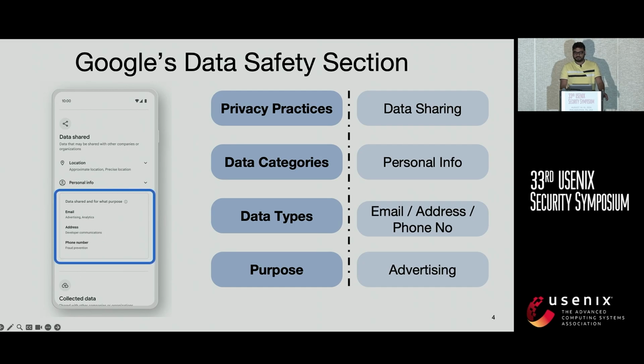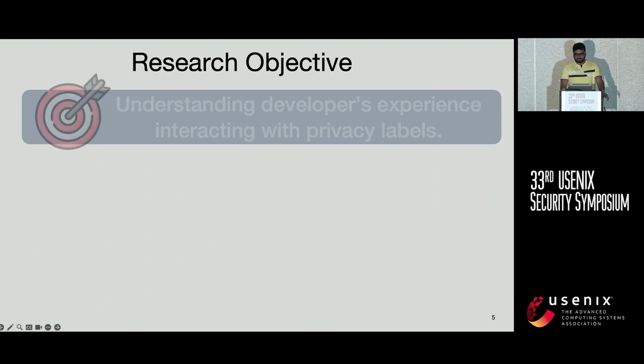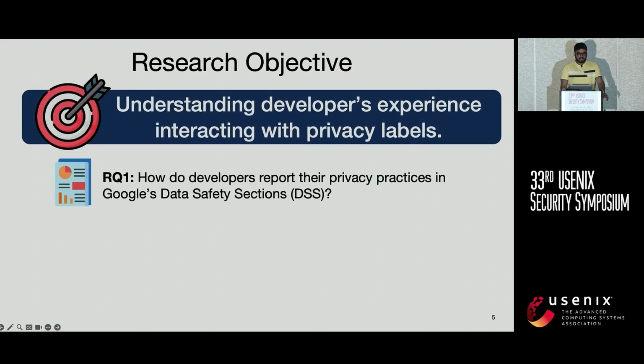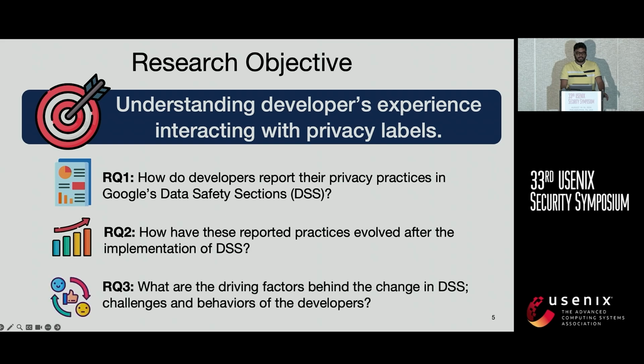Now, our main research objective is to understand how developers experience disclosing these practices. Specifically, we formed 3 research questions. How do developers report their privacy practices in DSS? How do these reported practices evolve over time? And what are the driving factors behind the change in DSS? What are the challenges and behaviors of the developers?